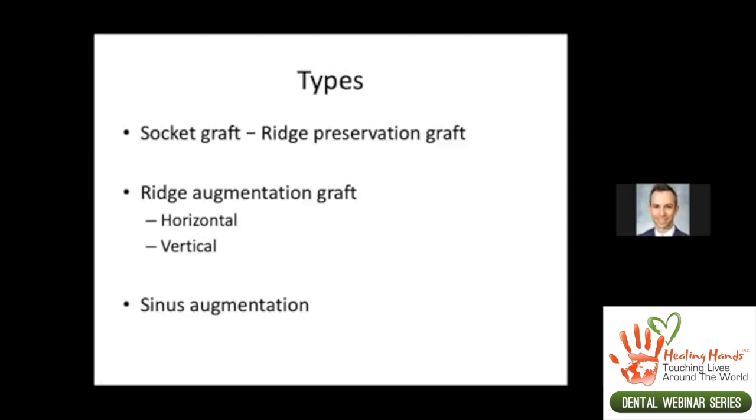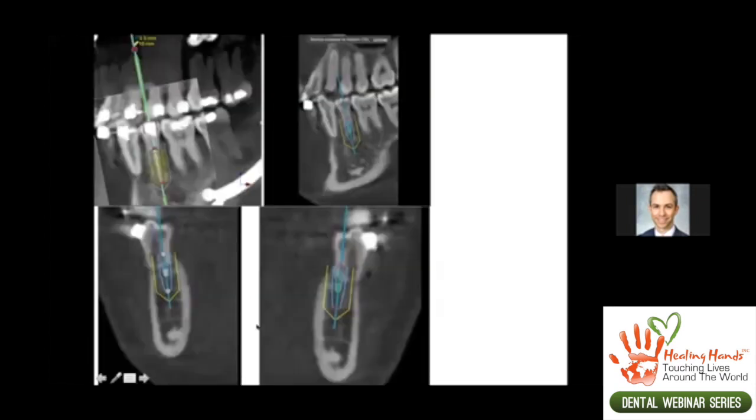So when we think about bone grafting for dental implants, there's really three kinds of stages. There's the socket graft, which is a ridge preservation graft. When we remove a tooth, we have to consider if we should replace that bone or put bone in the socket. Ridge augmentation graft, where we are building what is now a resorbed ridge, horizontally or vertically or both. And sinus augmentation in the posterior maxilla.